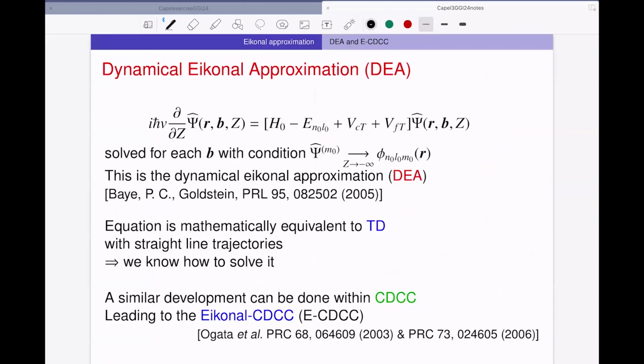The only thing is, it's mathematically equivalent to a time-dependent Schrödinger equation, but there is no semi-classical approximation here. It's a fully quantal approximation. And so we have done that. It was the PhD thesis of Gerald Goldstein, and we published that in 2005. But another group, the group of Ogata-san and collaborators, did a similar work using CDCC, and they call that eCDCC for eikonal CDCC. It's the same kind of idea, but implemented in a coupled-channel code.